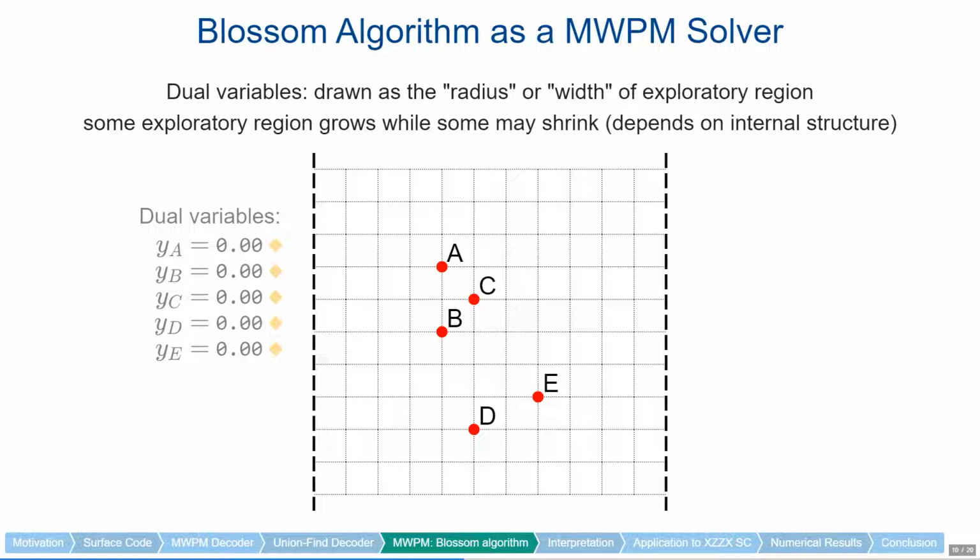Here we will have to dig into the Blossom algorithm in order to find the similarities between the unified decoder and the MWPM decoder. There are some internal variables called dual variables during the execution of the Blossom algorithm. We will visualize these dual variables in this diagram as the radius or width of the exploratory regions. For people who are familiar with the Blossom algorithm, the concrete values of the dual variables are placed on the left. Otherwise, don't focus on those numbers because we are not going to talk about them in detail in this talk. At first, it seems pretty like the unified decoder, in that all vertices are expanding.